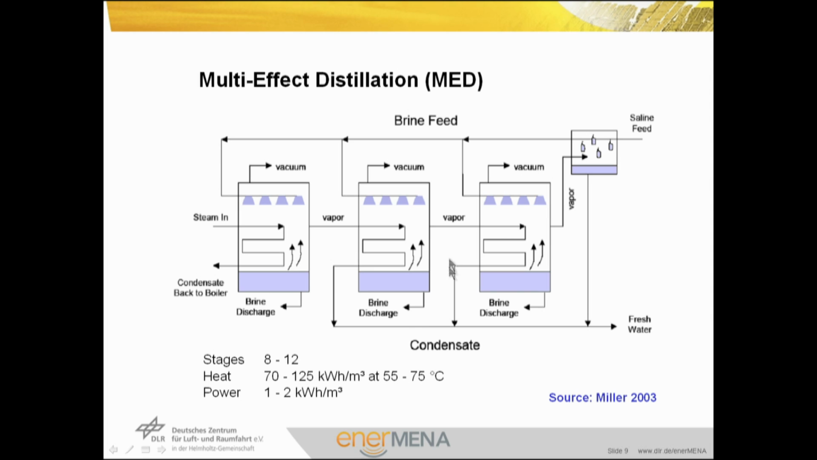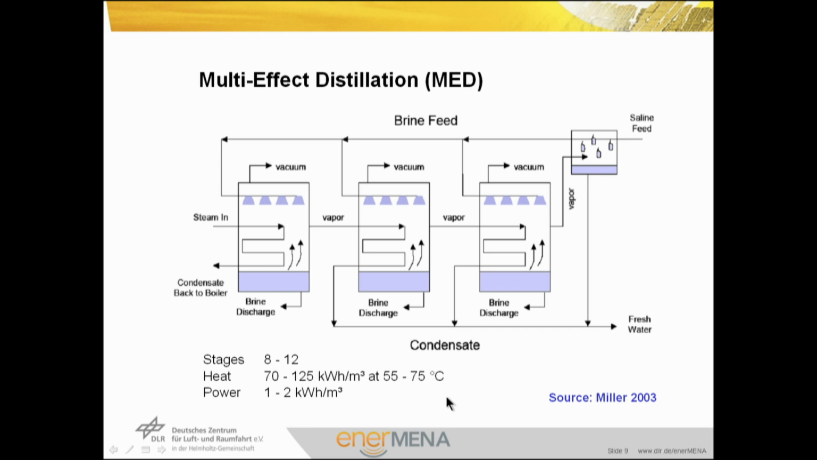This principle can be repeated for about 8 to 12 stages. The heat required is similar to that of multi-stage flash. It's between 70 and 125 kilowatt hours per cubic meter, but it can have a lower temperature. That means the steam can have a lower quality than for multi-stage flash, a temperature between 55 and 75 degrees centigrade. And the electricity required is much lower. It's between 1 and 2 kilowatt hours per cubic meter of water.